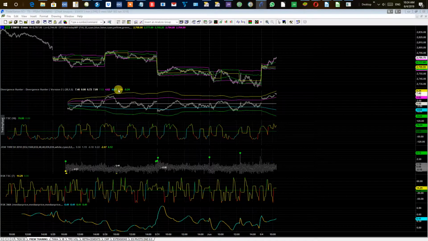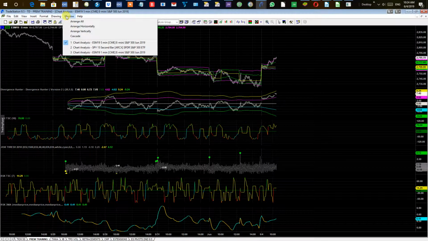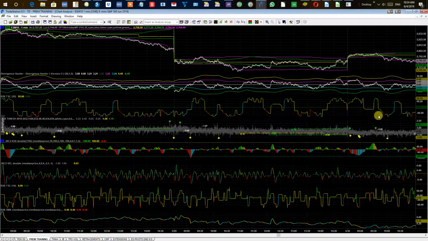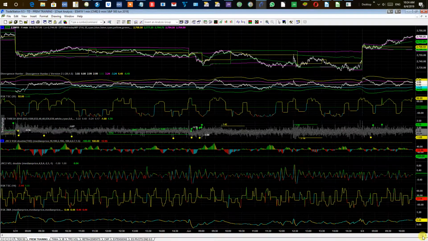So if we go to a 1-minute chart, same data, 1-minute chart, and we get a little better feel for the movement. And just notice this indicator here, the TSC, that's what we're going to call it. It doesn't really matter how it works. But what matters is that as the premium is cycling, it can show us that divergence real clearly.